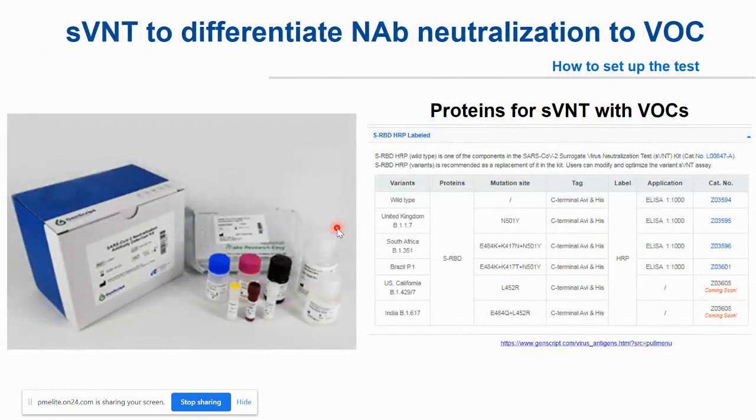So how do you differentiate neutralization to the variants of concern? This is a way for us to adapt our cPass technology. In the same sample, at the same time, we can get the neutralization level against both the original strain and the variant mutants, if you add the other RBD-HRP variants to allow parallel analysis of our samples.